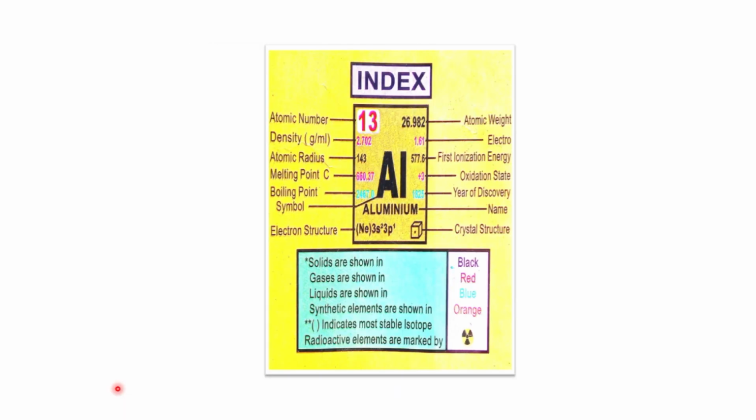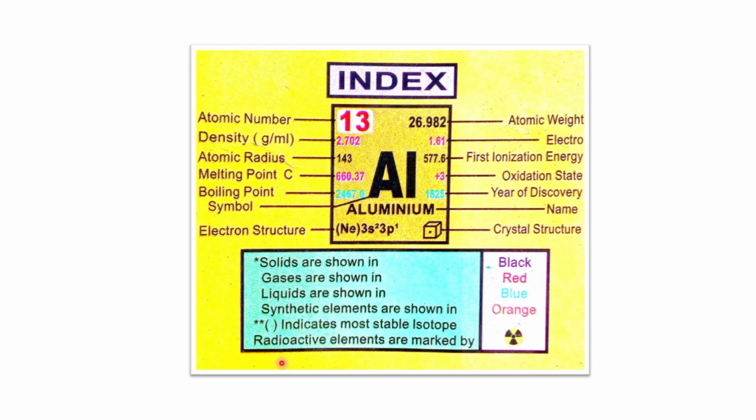Now let's see. This one is given for aluminium, and for aluminium we have the symbol. Along with that, in the corner you can see the atomic number. Then the lower one is the density in gram per ml. The next one is the atomic radius. Then this one is given as the melting point and boiling point temperature in degree centigrade.